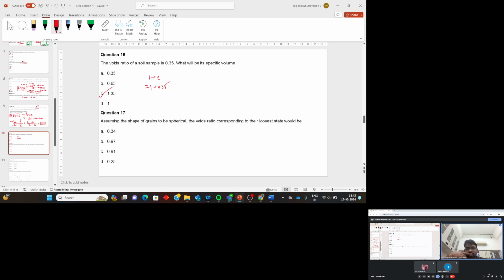So loosest state is when the grains are arranged like this, cubical arrangement, right? Yes, sir. So if you take a cube, minimum there should be two layers in this, right? So the number of grains will be 8. Right? Yes, sir.